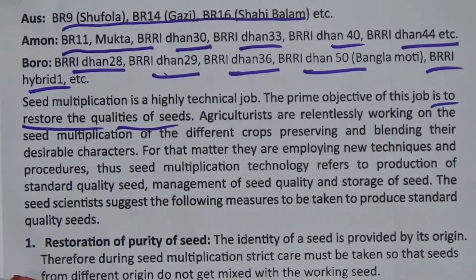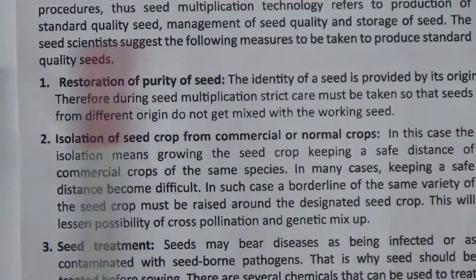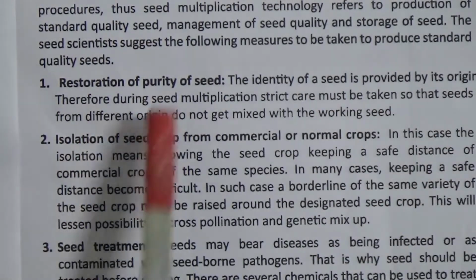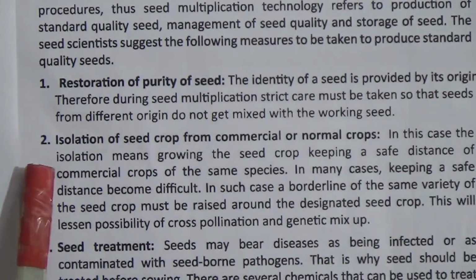Number 1. Restoration of purity of seed. The identity of a seed is provided by its origin. Therefore, during seed multiplication, strict care must be taken so that seeds from different origin do not get mixed with the working seed.